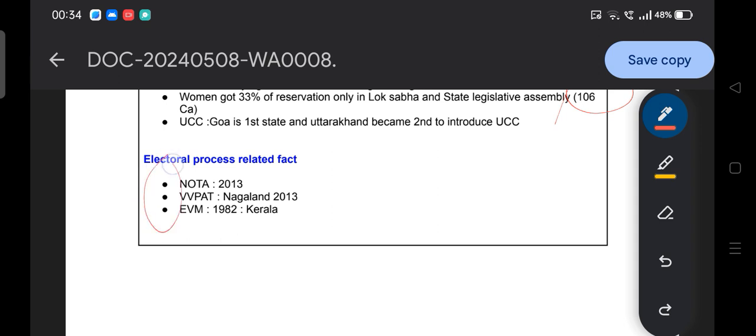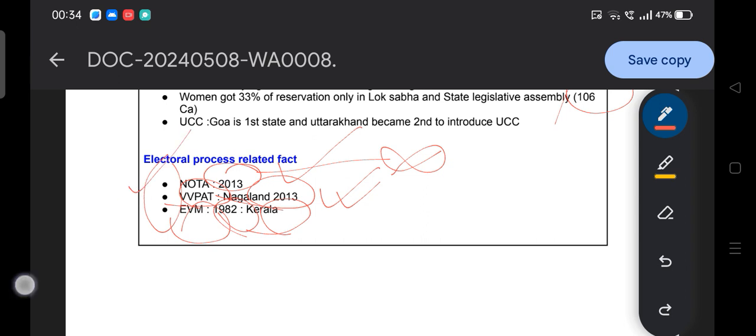Quickly, I am going to share three terms with respect to the electoral process. NOTA, 2013. The VVPAT, voter verified paper audit trail, was used for the first time in the Nagaland Legislative Assembly in 2013, in the Noksen constituency. The EVM, electronic voting machine, was first used in Kerala in 1982. So EVM was first used in Kerala, VVPAT for the first time in Nagaland in 2013, and NOTA is basically 2013.